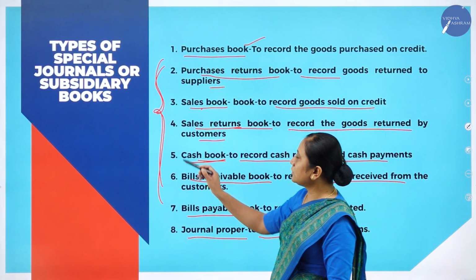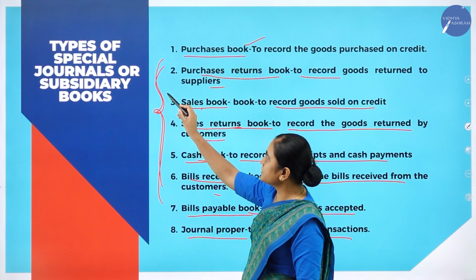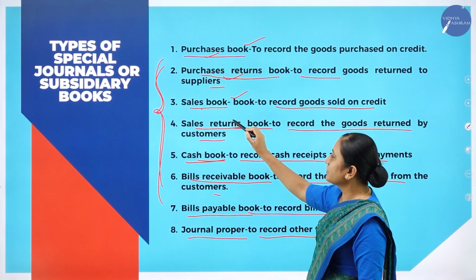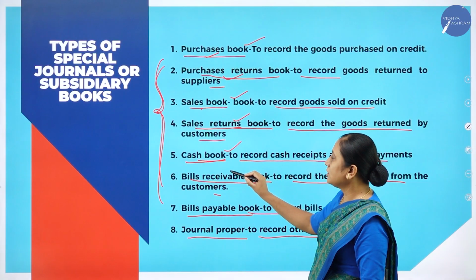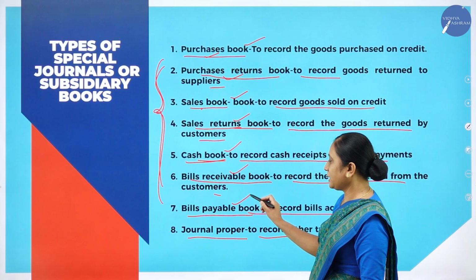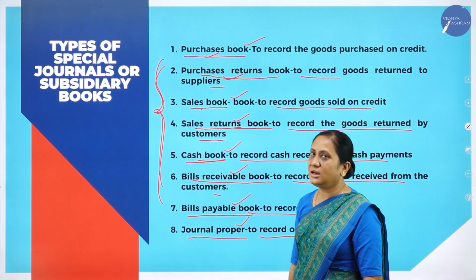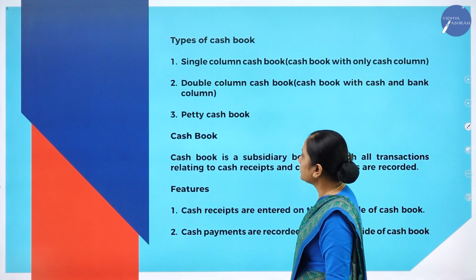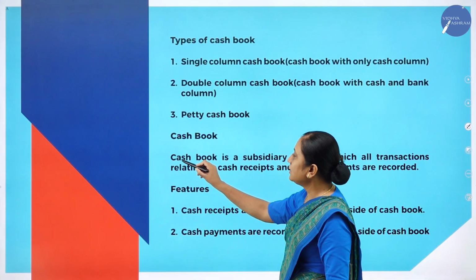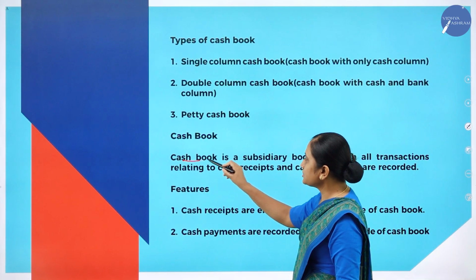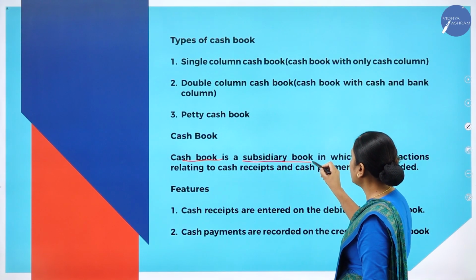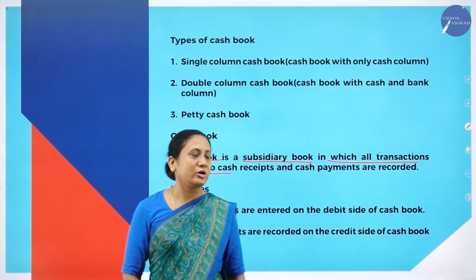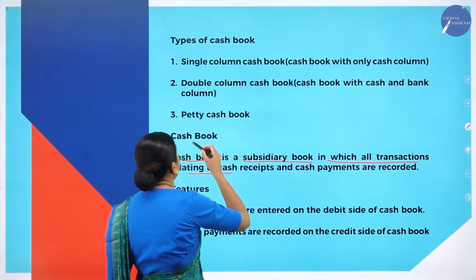So how many types of subsidiary books do we have? Purchases book, purchases returns, sales book, sales returns, cash book, bills receivable book, bills payable book, and also journal proper. Now we will discuss the cash book. What is cash book? Cash book is a subsidiary book in which all the transactions, we will understand what is cash book first. Later we will discuss the types.